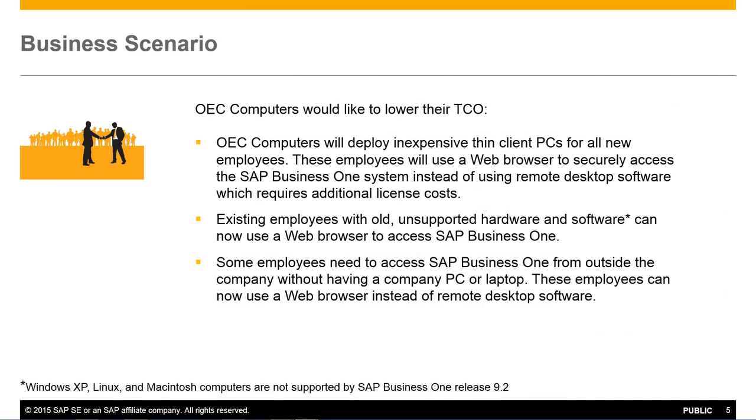OEC computers would like to lower their total cost of ownership, and they're looking at ways to do this. So OEC computers have decided to deploy inexpensive, thin client PCs for all new employees. These employees will use a web browser to securely access the SAP Business One system instead of using remote desktop software, which requires additional license costs. Existing employees with old, unsupported hardware and software can now also use a web browser to access SAP Business One. Some employees need to access SAP Business One from outside the company without having a company PC or laptop, and these employees can also now use a web browser instead of remote desktop software.